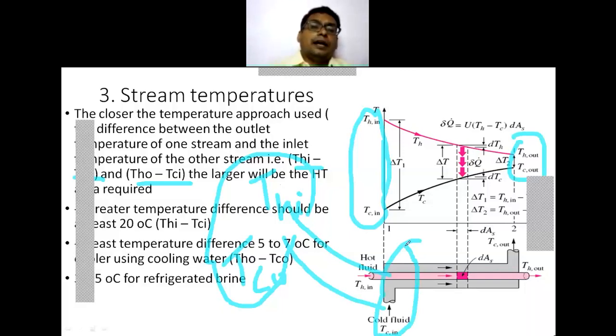The greater temperature difference should be at least 20 degrees Celsius, and the least temperature difference should be 5 to 7 degrees Celsius when using cooling tower water, and 5 degrees Celsius for refrigerated brine. That should be the stream temperature difference.